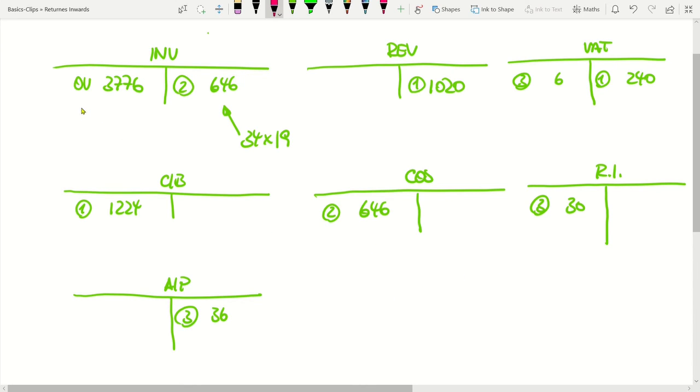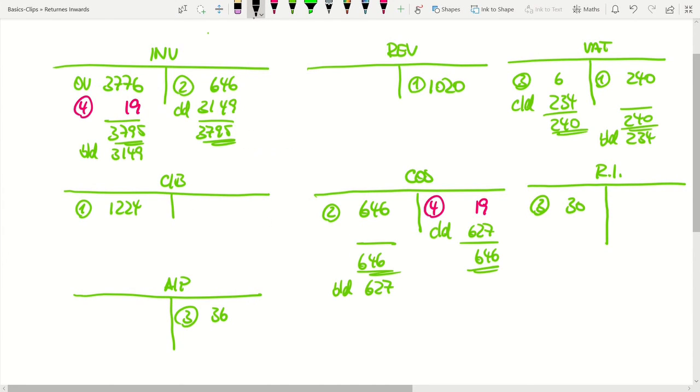I debit the inventory account by the bookkeeping entry number 4, which is 19, and make a credit entry in the cost of sales account. Next, I balance off the account. I don't have to do anything further.